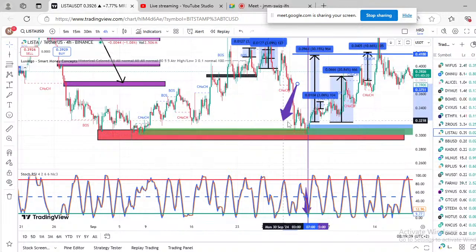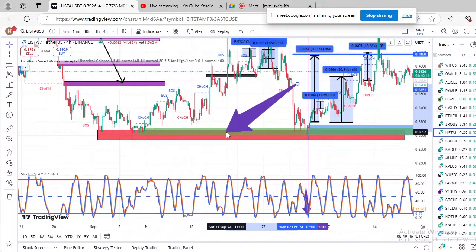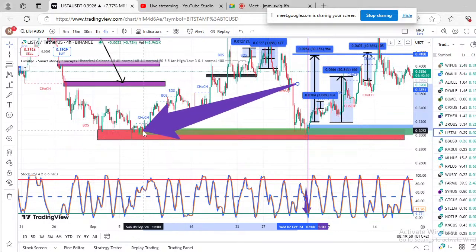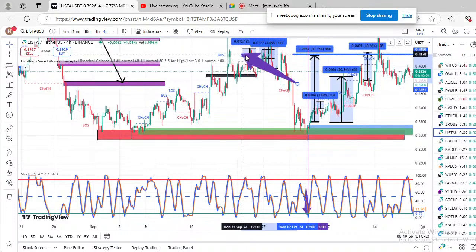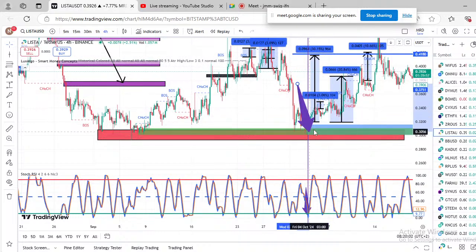Therefore, this coin was coming here to test the block. So you can look at this block. It was formed at this point. Now we could see the market moving up to this point, and at the same time coming back. It was coming back to test the block here for the first time.